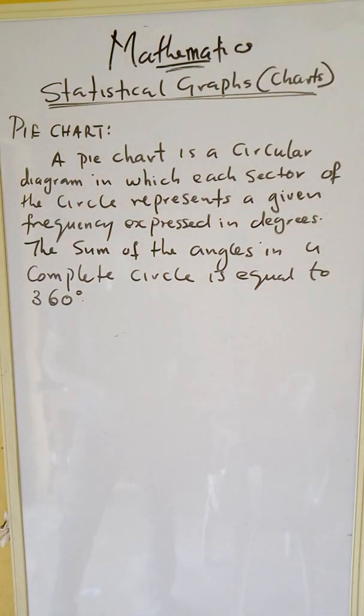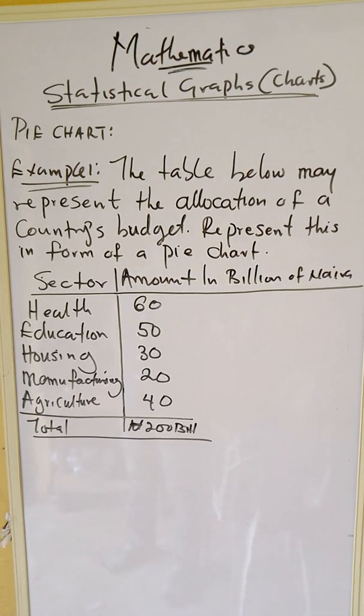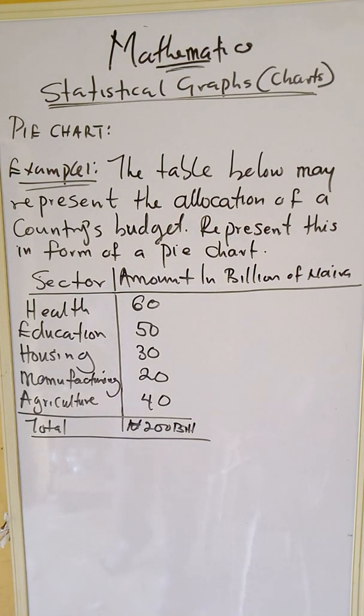So let's take an example to express this. This is a question on pie charts. The table below may represent the allocation of a country's budget. Represent this in the form of a pie chart. Sector, amount in billion of naira: Health, 60. Education, 50. Housing, 30. Manufacturing, 20. Agriculture, 40. That is 200 billion naira.